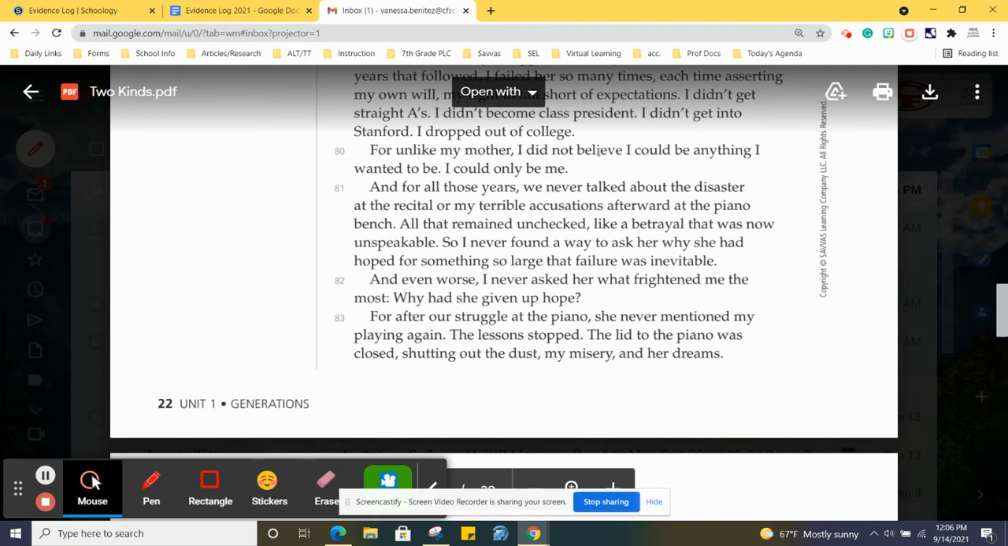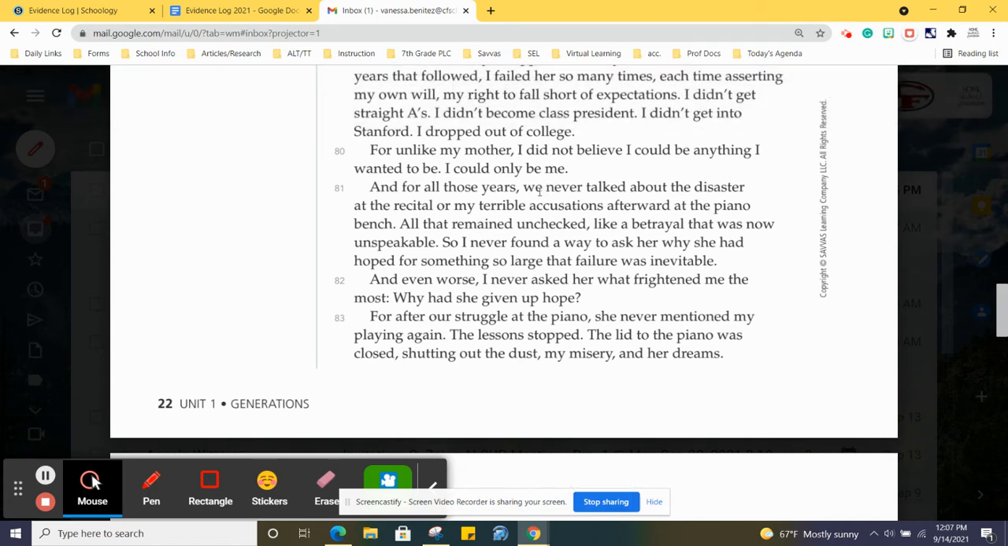"For unlike my mother, I did not believe I could be anything I wanted to be. I could only be me. And for all those years, we never talked about the disaster." Okay, and it keeps going on and on. And then at the end, she goes, "And even worse, I never asked her what frightened me the most. Why had she given up hope?" And even before that, she says, "I never found a way to ask her why she had hoped for something so large that failure was inevitable." That right there is also a tough question, as well as the one in line 82.